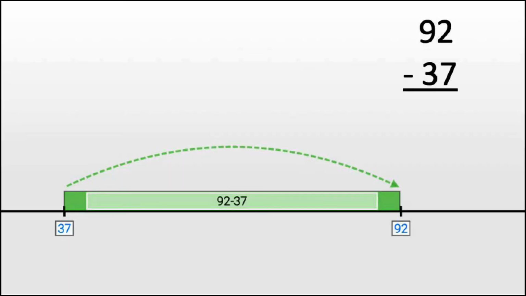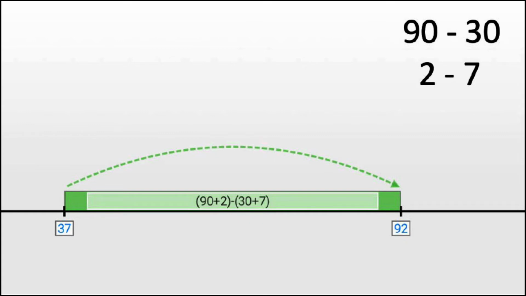So consider again this representation of the numbers 92 and 37 on the number line, and the difference, our answer to our problem, is the difference between the two numbers, and that's going to be the distance between the two numbers on the number line. Another way to think about that: 37 is 30 plus 7, and 92 is 90 plus 2. And in the problem, what we're trying to do is take away the 30 from the 90 and the 7 from the 2, which is not easy to do.